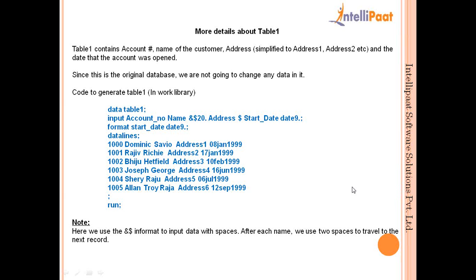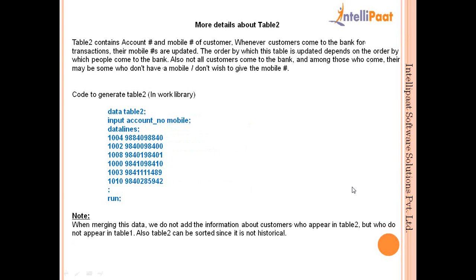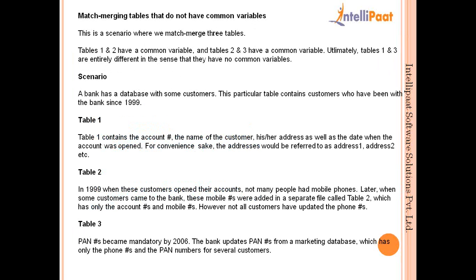Okay, now let's move ahead and talk about further details about the common variables. In this scenario we merge three tables. In scenario number one, table 1 and 2 have a common variable, and table 2 and 3 have a common variable. Ultimately, table 1 and 3 are entirely different in the sense that they have no common variable.